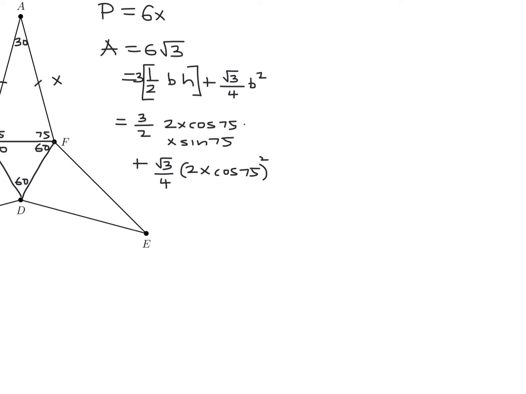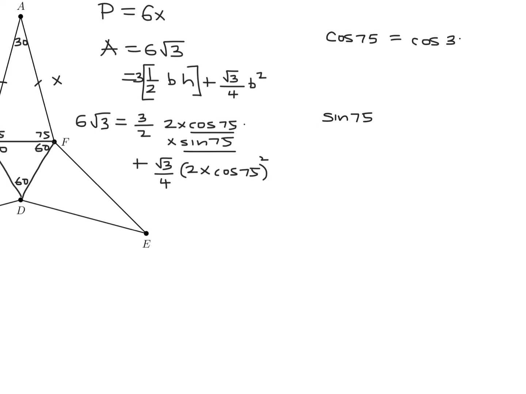Now, the main problem, I think, is that this is 6 root 3. So that's helpful, very helpful. But the problem is that we've got to figure out x, which shouldn't be a problem. However, we just got these coses and sines, and we're not allowed to use a calculator. If you could use a calculator, piece of cake. But we're not allowed to use a calculator. So what we have to do is figure out the values of cos 75 and the value of sine 75. Okay, that's where your trigonometry identities come in.